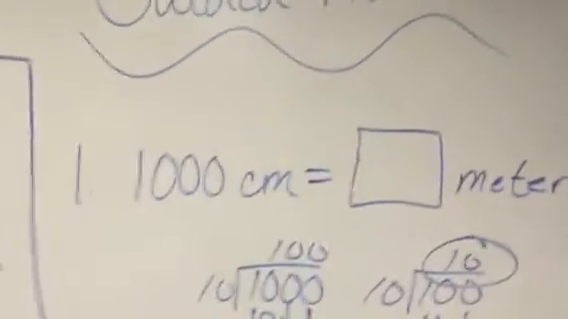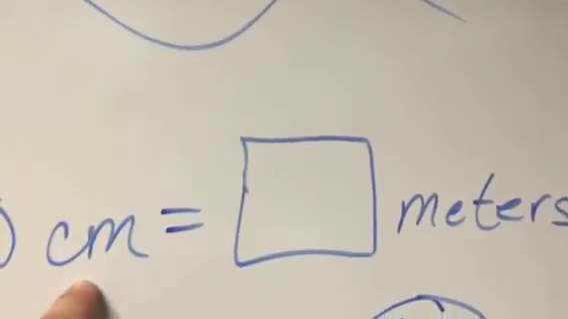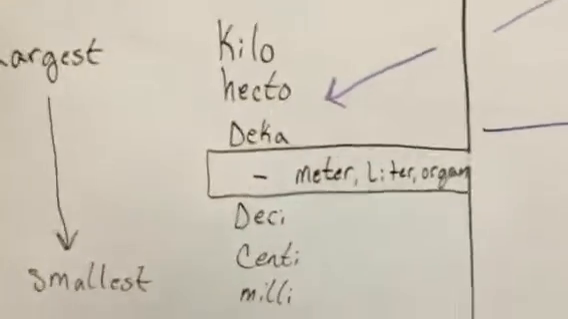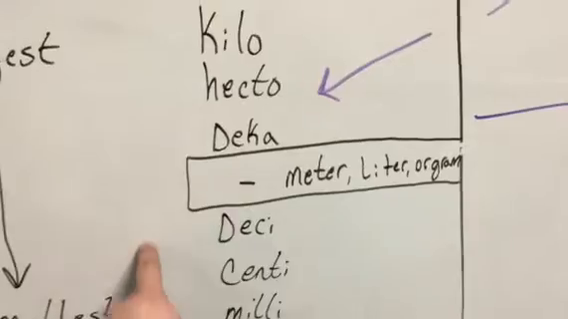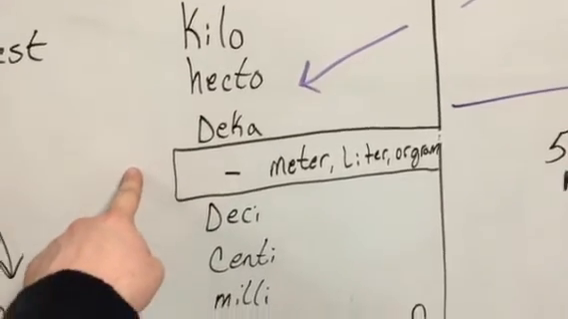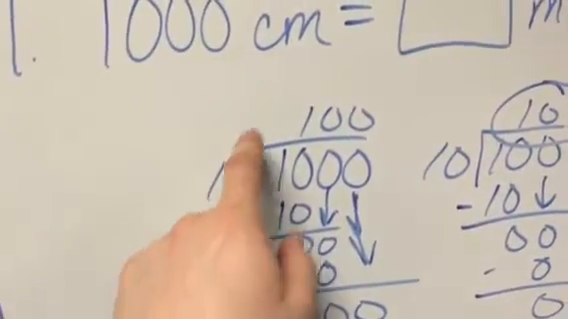Let's look at the guided practice. 1,000 centimeters equals how many meters? So we're going from centimeters to meters. Let's look at our chart. Centimeters is down here. We're going up to here. So we're going from smallest to largest, which means we're going to divide. So I have 1,000 centimeters and I divide it by 10 at first, because every step I divide by 10. So 1,000 divided by 10 equals 100. And that got me one step further.